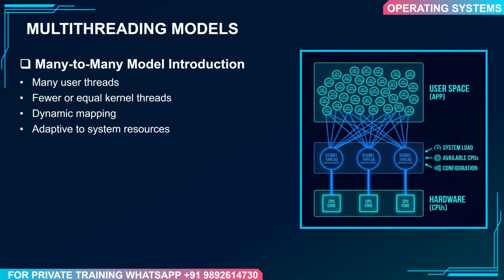This brings us to the many-to-many model, which tries to combine the best parts of both approaches. In this model, many user-level threads are mapped to a smaller or equal number of kernel-level threads. The exact number of kernel threads can vary based on system load, available CPUs, or configuration.